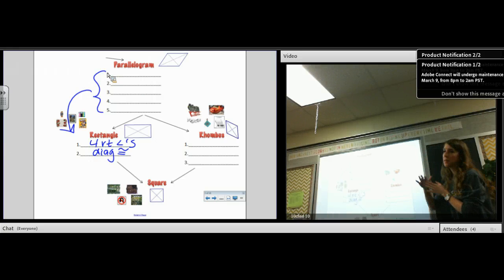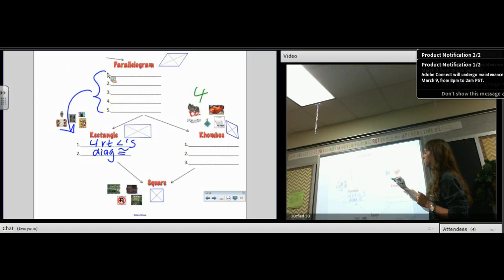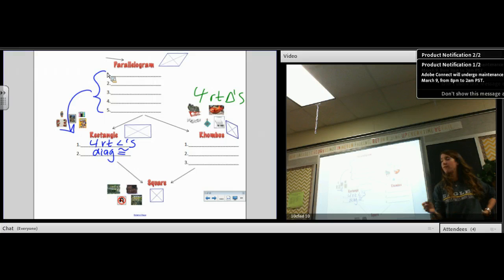Okay, and then we already talked about the rhombus properties on the warm-up. When you draw the diagonals of a rhombus, you get four right triangles. So you might want to write that on your family tree. You get four right triangles.